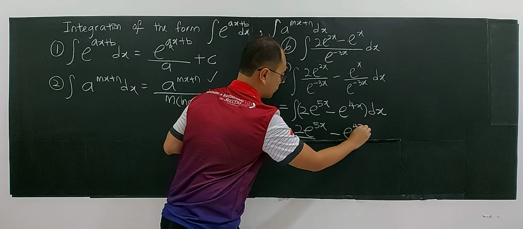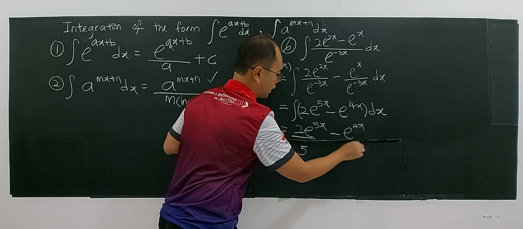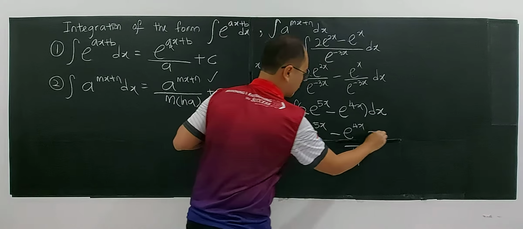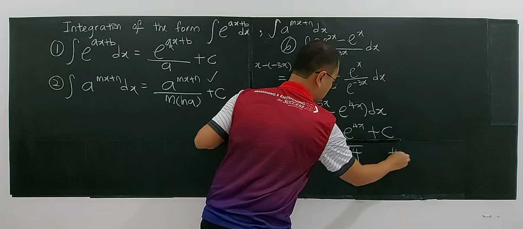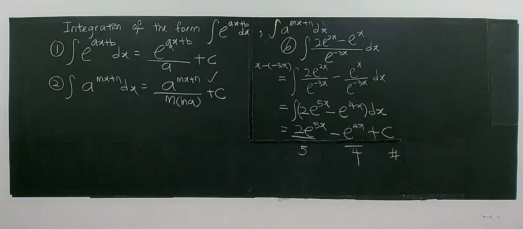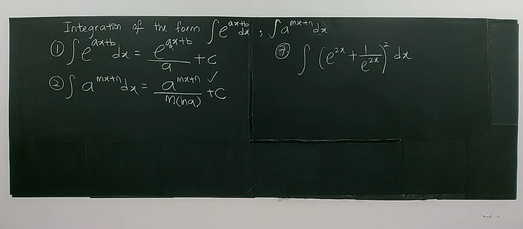Copy back everything. The coefficient for x is 4, so divided by 4, plus c. Quite easily done. Alright, okay, let's look at this.